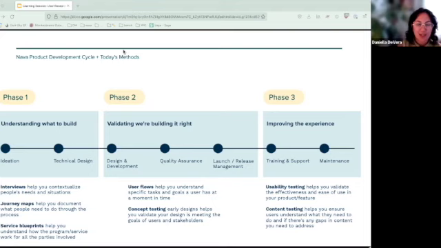There's a ton of user research methods that Genevieve and I didn't get to today, but this is the summary of what we showed. So how interviews and mapping can help you in that first phase. Concept testing, user flows, and mapping out task flows can help you in that second phase. And then focusing in on discrete usability testing and content testing can help you in this third phase, improving the experience.